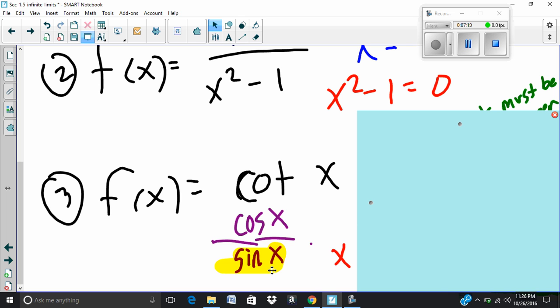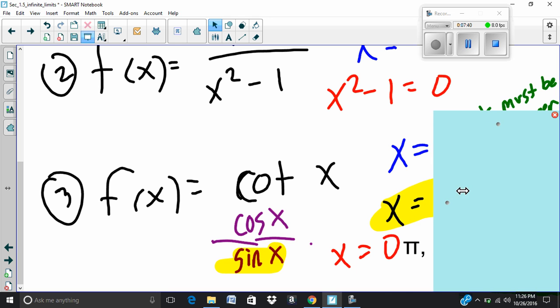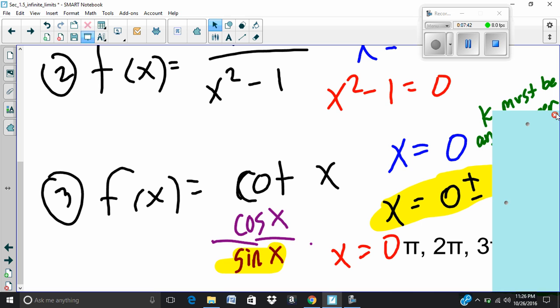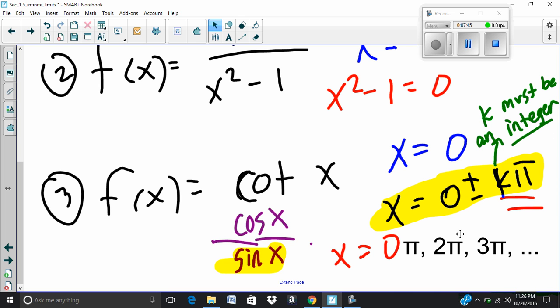You'll see that I have the sine of x highlighted. Why? Because it's in my denominator, which means I want to try to figure out what's going to cause the sine to equal 0. That's right, that's where your unit circle comes back into play. Where does sine equal 0? East and west. Alright, at 0, at pi, at 2 pi, at 3 pi, 4 pi, 5 pi.